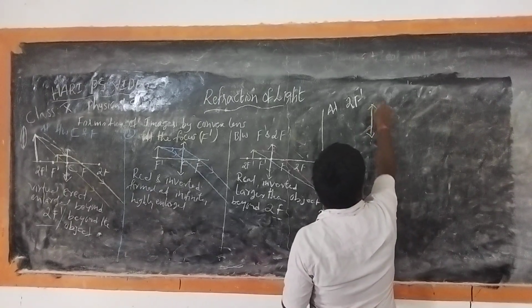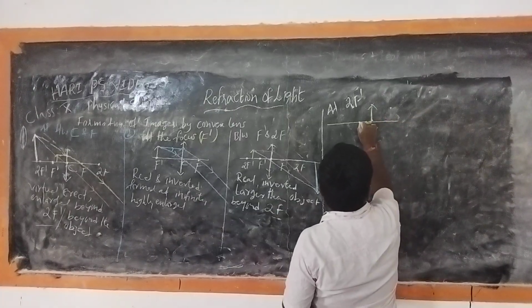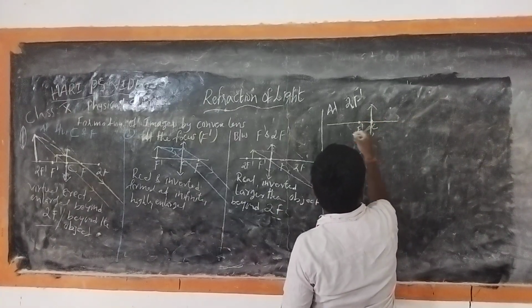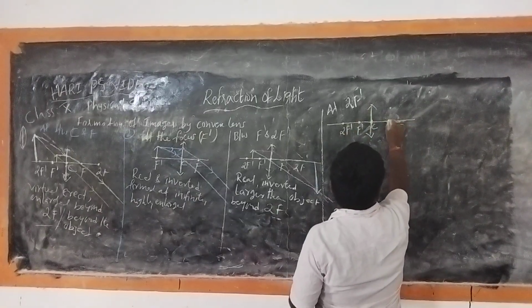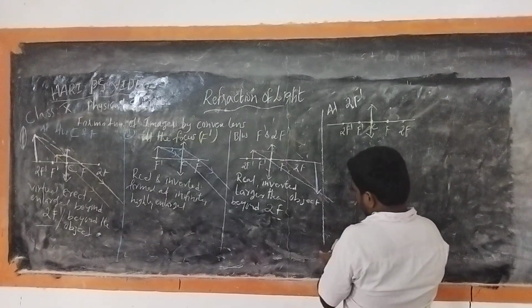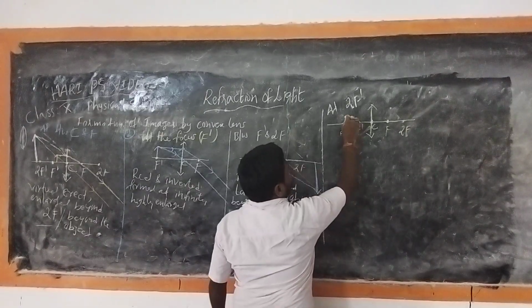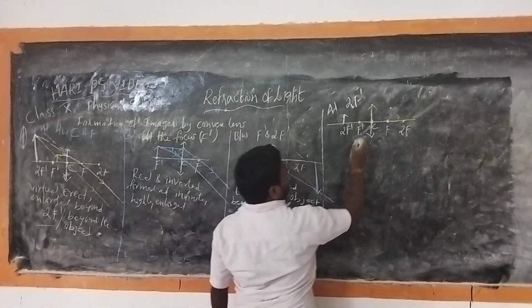So a convex lens, principal axis, optic center. Here it is the focus, and it is 2f1. So it is f and it is 2f. The object is placed here.